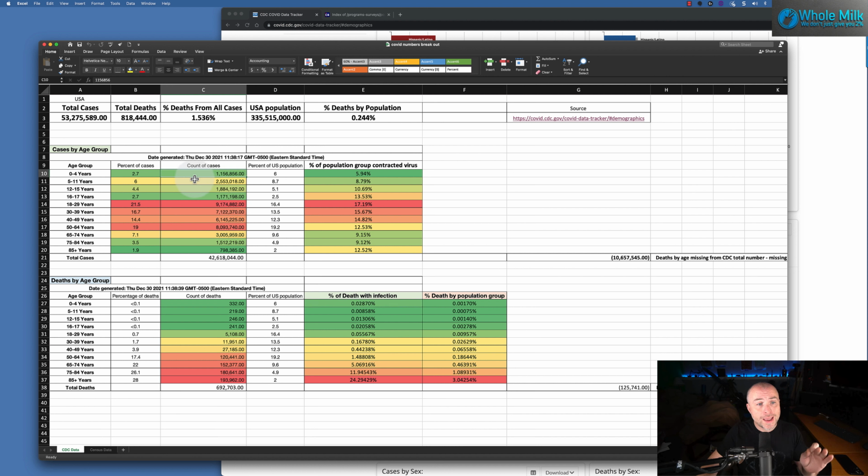So the 0 through 4 age group was 1.1 million cases. There were 332 deaths. So 0.028% of the cases died of COVID. 5 through 11, there were 2.5 million cases, 219 died. That's 0.0085%. This isn't 1%. No additional math needs to be done. These are the actual percentages. So 0.008, not 0.1, not 1, 0.0085% of the population who contracted COVID died of COVID.